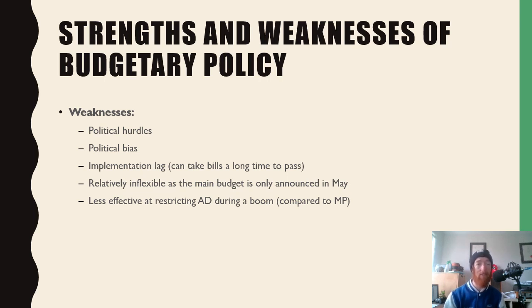It's also less effective at restricting aggregate demand during a boom compared to monetary policy. Because it takes a long time to actually implement these things, we could start to get in a boom. They can't really announce things till the next May. And then after that, they've got to vote on it, get it passed. And by the time it's coming into effect, we've been in a boom for so long, inflation's much higher, and there are all these other issues that have occurred because it takes a little while because it's inflexible.